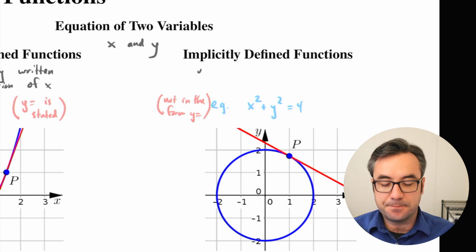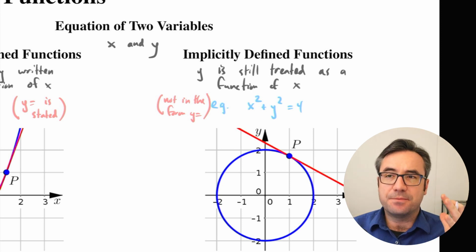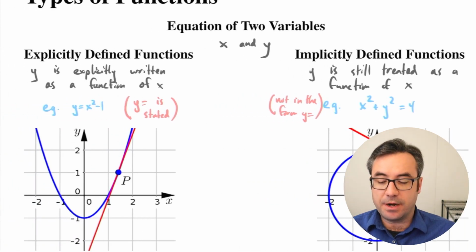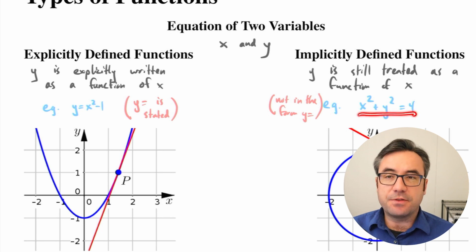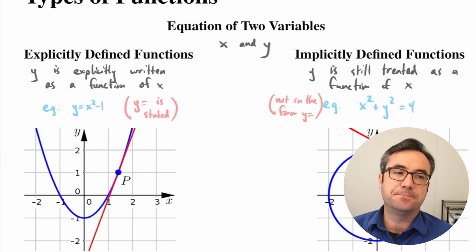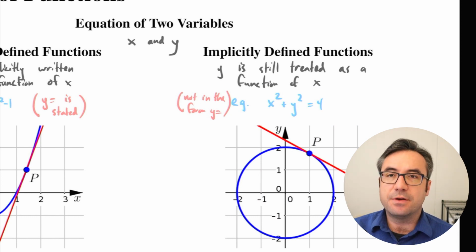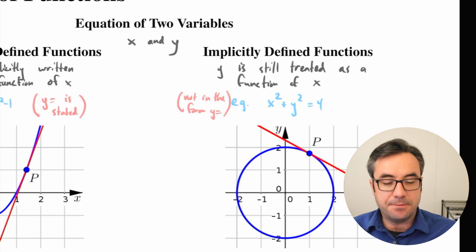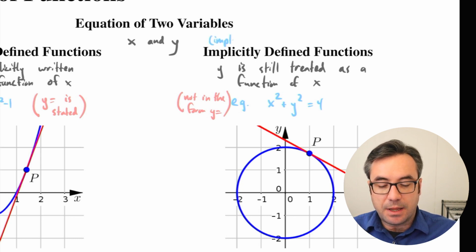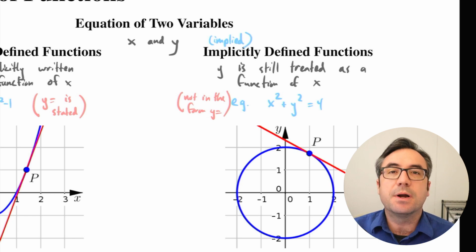But we're still going to treat y as a function of x, even though we don't have an explicit formula literally telling us, like over here, what y is equal to. Maybe we could solve that equation for y. Maybe we could. Sometimes we can't, though. But we're still going to be able to treat y as a function of x, even though we don't have an explicit formula. So this word implicitly, you can think of as like implied. It's not specifically stated, but it's implied. So we're going to assume y is a function of x, even though we don't have it in that correct format.